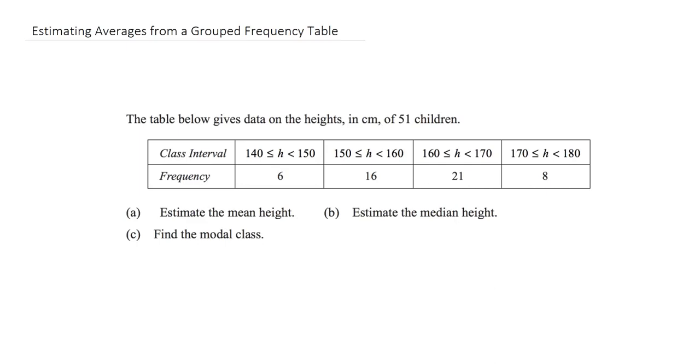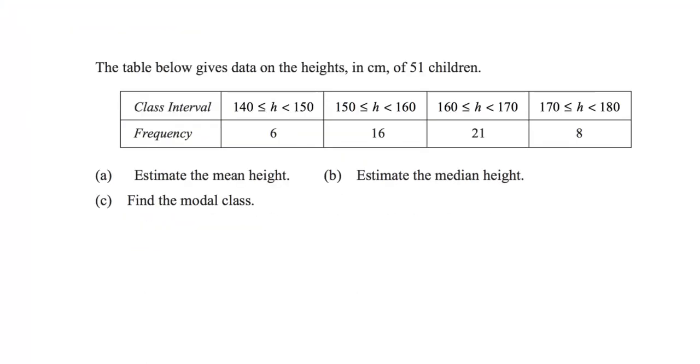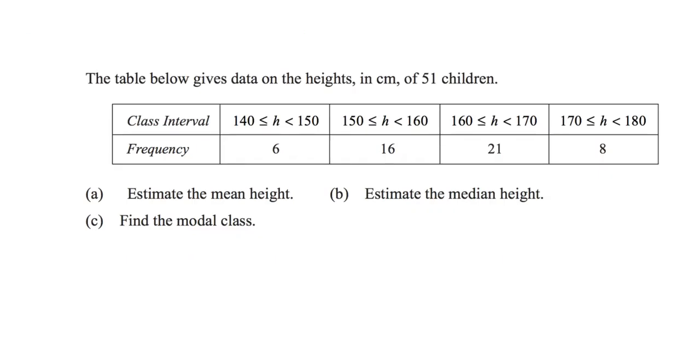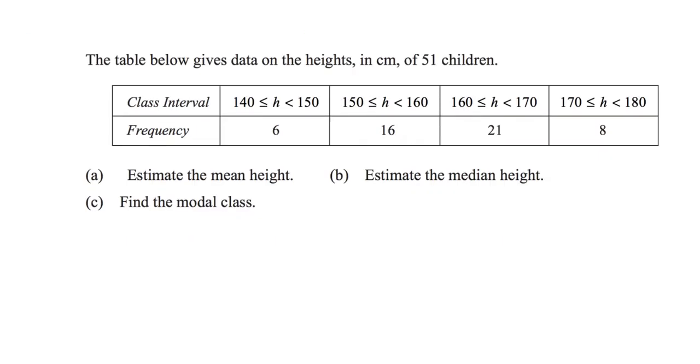In this video, we're going to take a look at finding the average from a grouped frequency table. Now, this isn't exactly the same as a regular frequency table because it's really hard to be sure about our data. Let's take a look at this example and try to understand that. So, in this table, we've got the heights of 51 children, but we can't be sure of their exact heights.